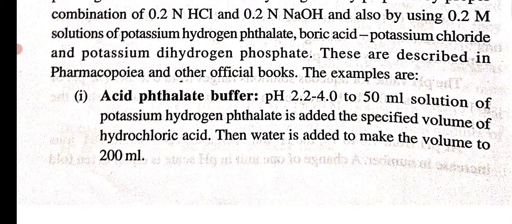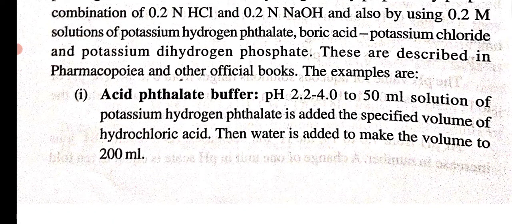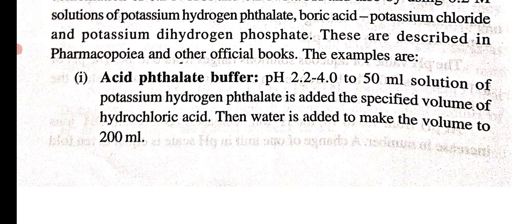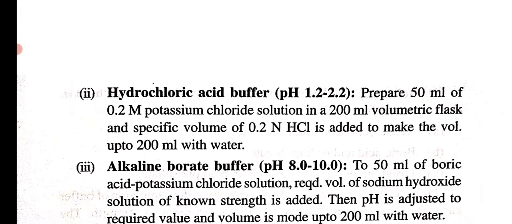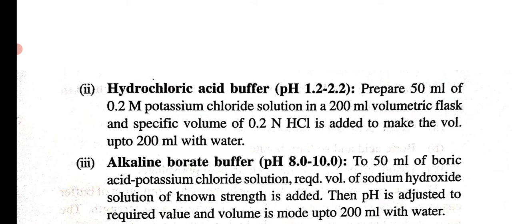The examples are acid phthalate buffers, having pH 2.2 to 4. To 50 ml solution of potassium hydrogen phthalate is added the specified volume of hydrochloric acid, then water is added to make the volume 200 ml. Next example is hydrochloric acid buffer. It is prepared with 50 ml of 0.2 molar potassium chloride solution in a 200 ml volumetric flask, and a specific volume of 0.2 normal HCl is added to make the volume 200 ml with water.